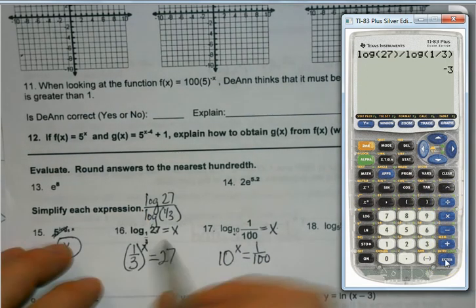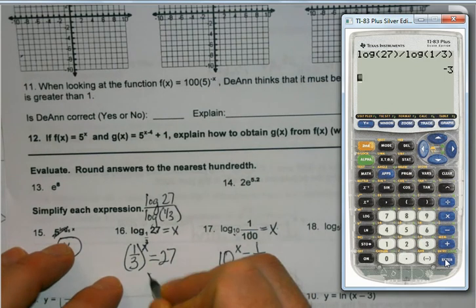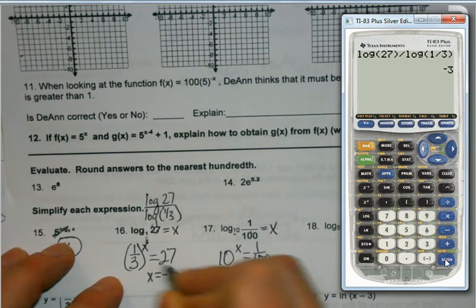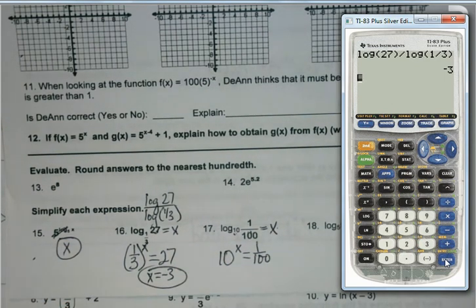Because 1/3 to the negative third is 27. And that would work for all of these. Once you get them into exponential form, I'm going to keep stressing that, because I'm going to be just like I was on the quiz. If I don't see an exponential of any sort, I'm whacking you for part.